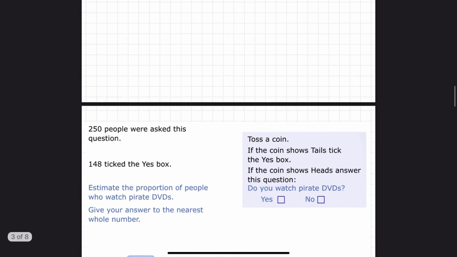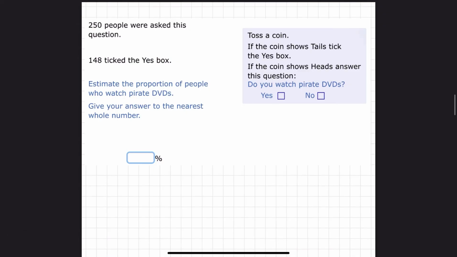Okay, let's look at another one. 250 people were asked this question. 148 ticked the yes box. Toss a coin. If the coin shows tails, tick the yes box. So already I'm thinking you have a 1/2 chance of landing on tails if it's a fair coin, and we're going to assume it's a fair coin. If the coin shows heads, answer this question. Do you watch pirated DVDs? So illegal DVDs, basically. Estimate the proportion of people who watch pirated DVDs. Give your answer to the nearest whole number.